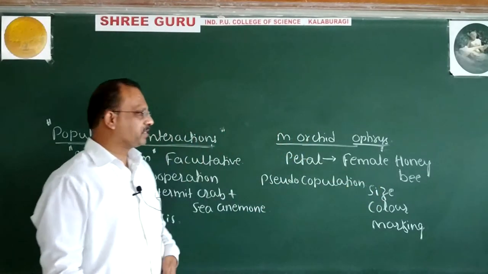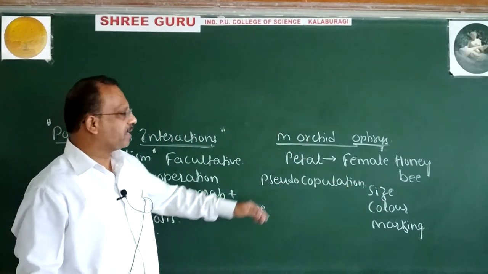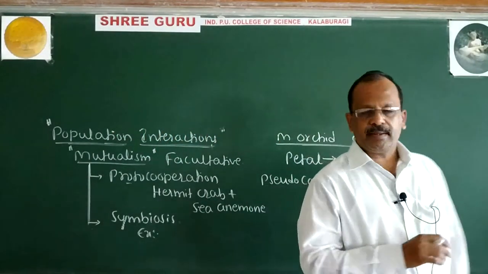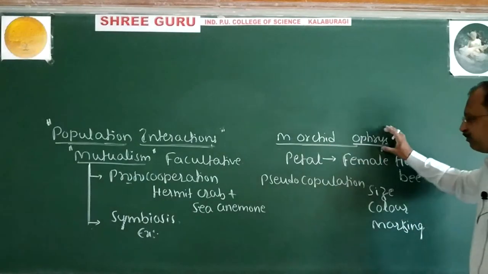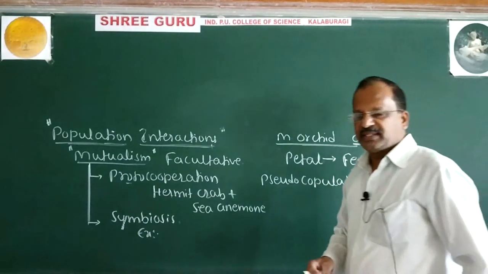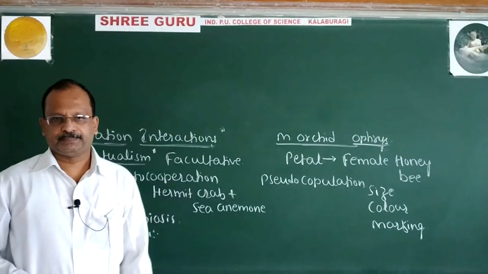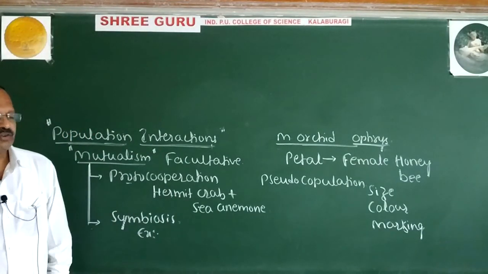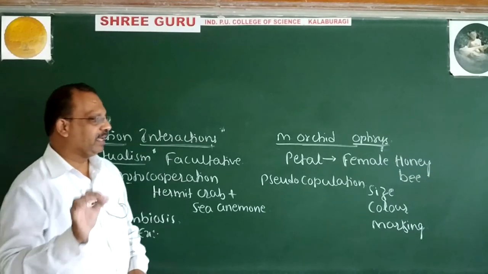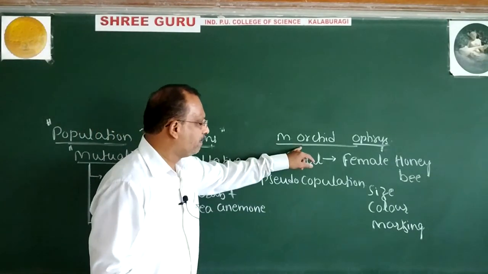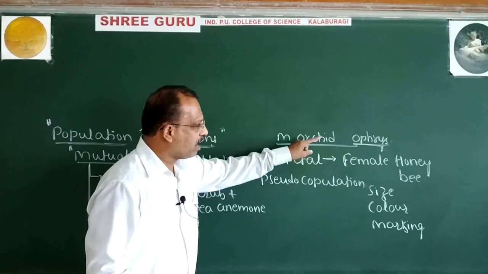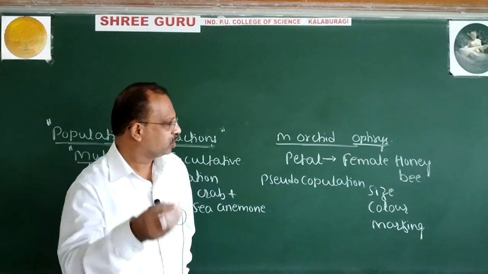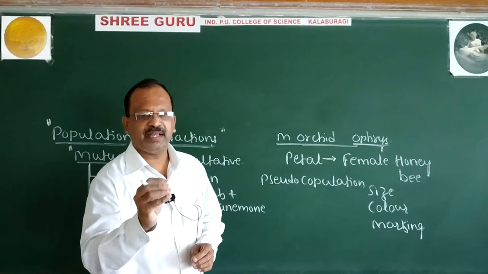Another interesting example: the Mediterranean orchid Ophrys will show a sexual deceit for pollination by honey bees.